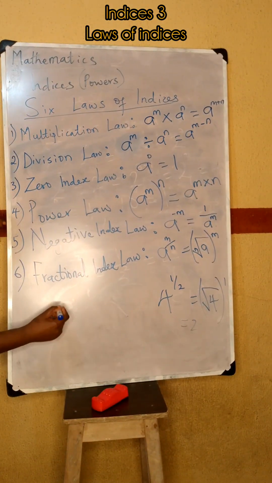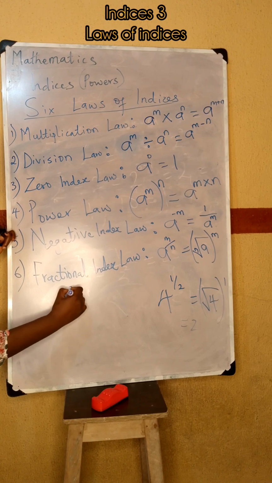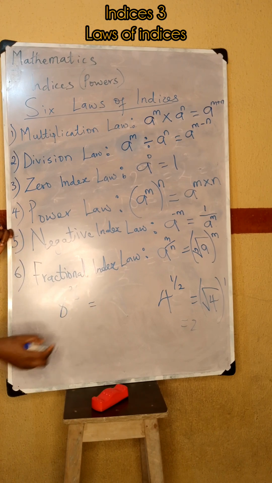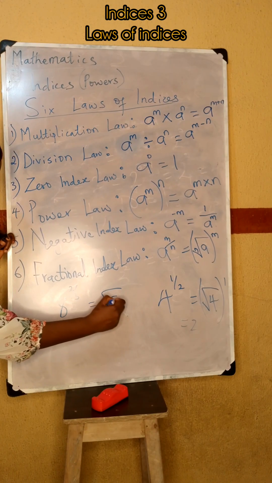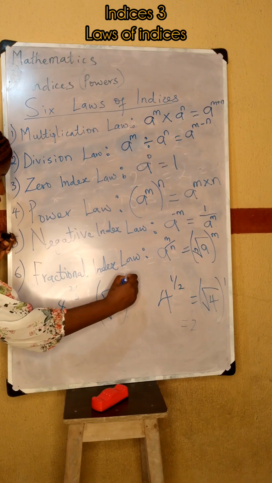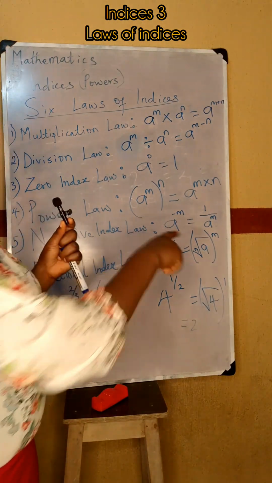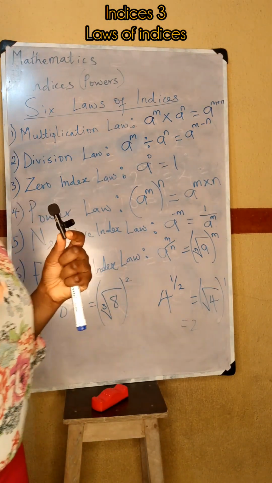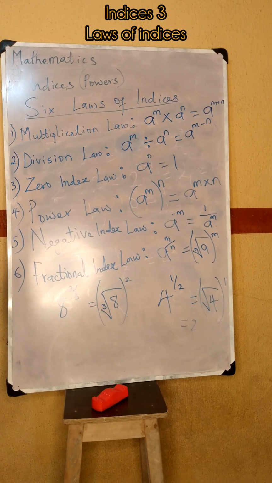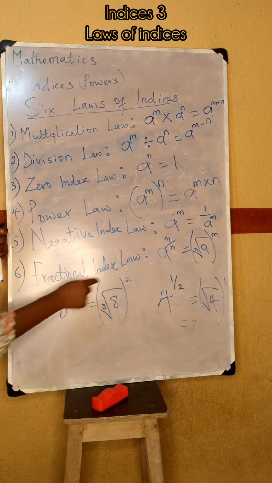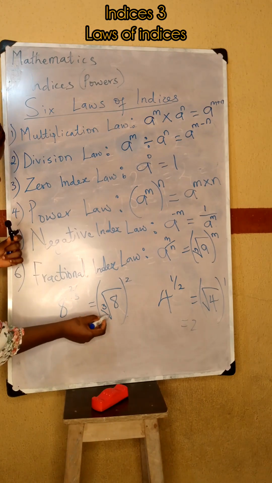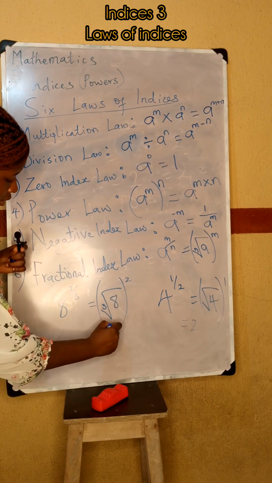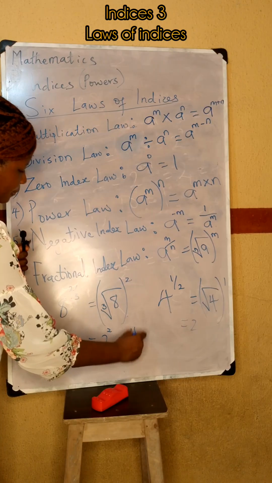Another example is if I have 8 raised to power 2 over 3. This is going to become the cube root of 8, because the denominator is 3. That's why it's the cube root of 8. Then all raised to 2. That's what to do when your index is a fraction. Whatever denominator you have there will become a root, then the numerator becomes a power. In this case, the cube root of 8 is 2. Then 2 raised to power 2 is 4.